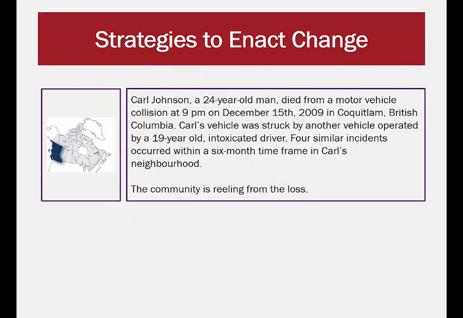In case study number 1, a 24-year-old man died from a motor vehicle collision at 9 p.m. on December 15, 2009 in Coquitlam, BC. Carl's vehicle was struck by another vehicle operated by a 19-year-old intoxicated driver. 4 similar incidents occurred within a 6-month time frame in Carl's neighborhood. In this case, what are the important data that an injury practitioner should present to policymakers to enact change?